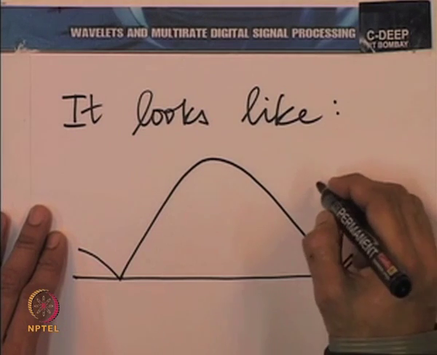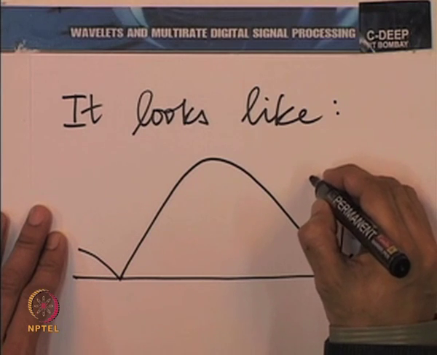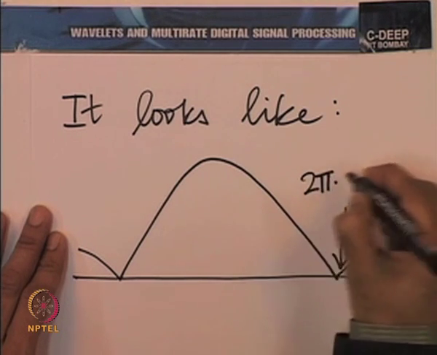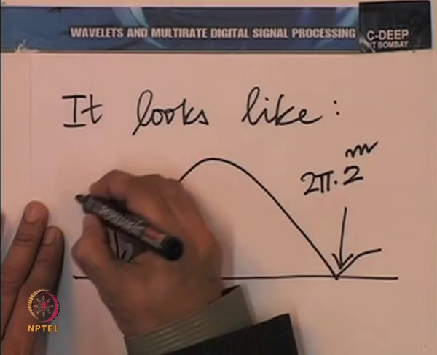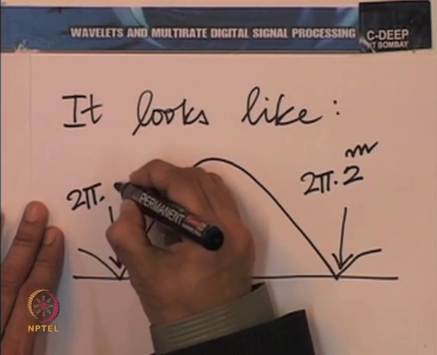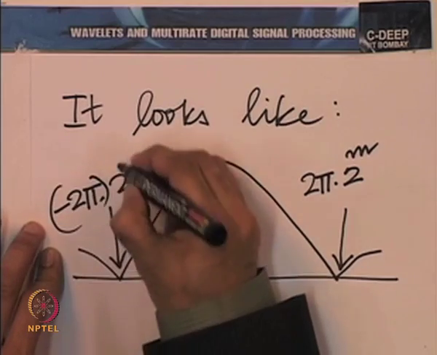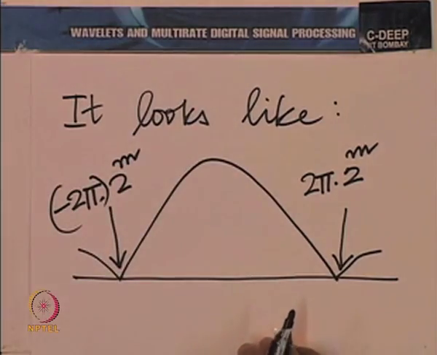This is the place where you have 2 pi multiplied by 2 raised to the power of m. So, in effect, you have expanded that main lobe and all the side lobes by a factor of 2 raised to the power of m. In particular, with m equal to plus 1, you have expanded it by 2. If m is equal to minus 1, you would have contracted it by a factor of 2, and so on.